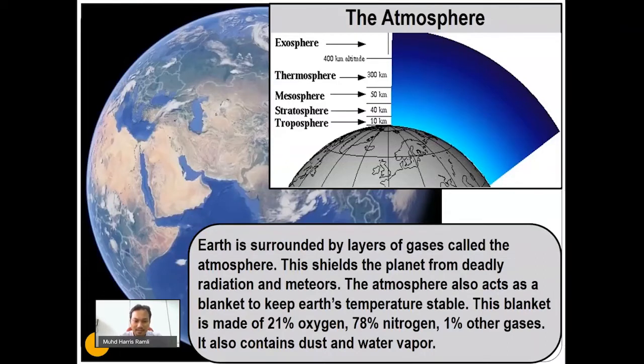This blanket is made out of 21% oxygen, 78% nitrogen, and 1% other gases. It also contains dust and water vapor. So this thing I believe you already learned before.